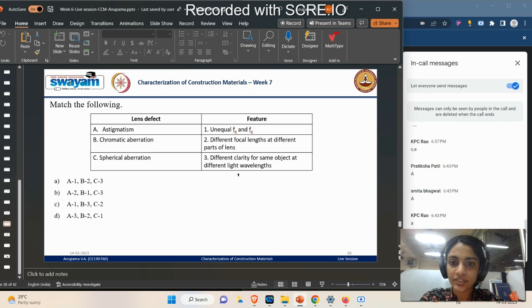Please respond in the chat box. I guess it's fairly an easy question. Okay, Rituja responded that it is C: A1, B3, and C2. Okay. Anyone else with any different response or same response?